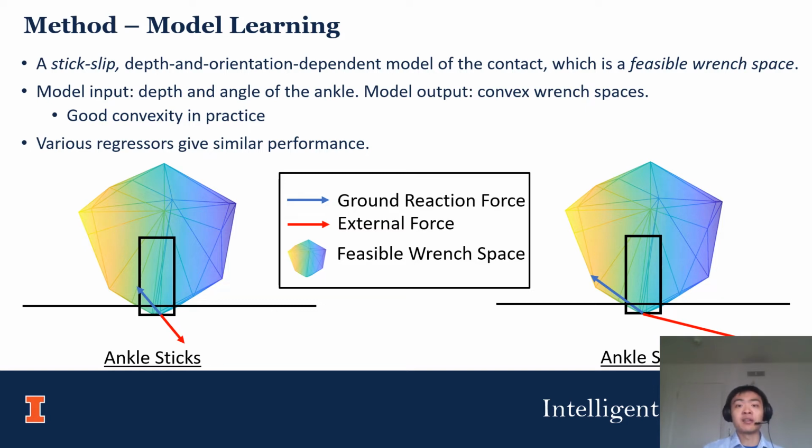However, we found out that in practice, with these dry granular media, the wrench space has very good convexity, which basically means that if we have some points sampled on the boundary of this wrench space, we can then take the convex hull of these and build a convex wrench space. Learning these wrench spaces turns out to be a pretty simple regression problem, and various regressors would give similar performance. In our paper, we used radial basis function interpolation throughout.